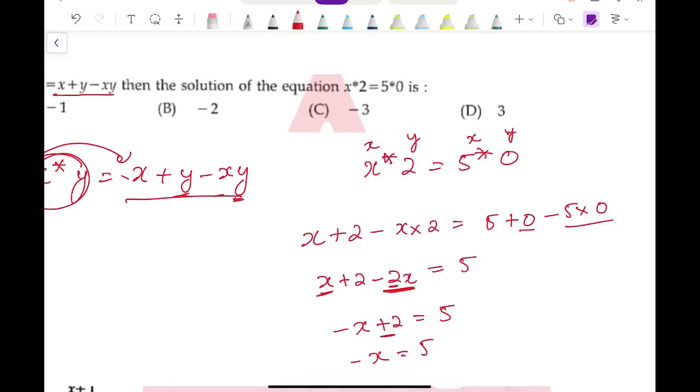If I transfer this plus 2 to the other side, minus 2. So which means minus x is equal to 5 minus 2 is 3. So x is nothing but minus 3. So the answer here is minus 3. So we solve like that, okay?